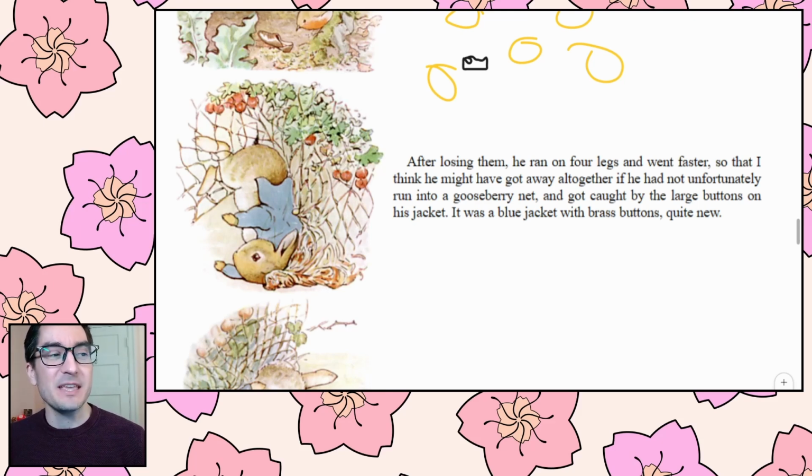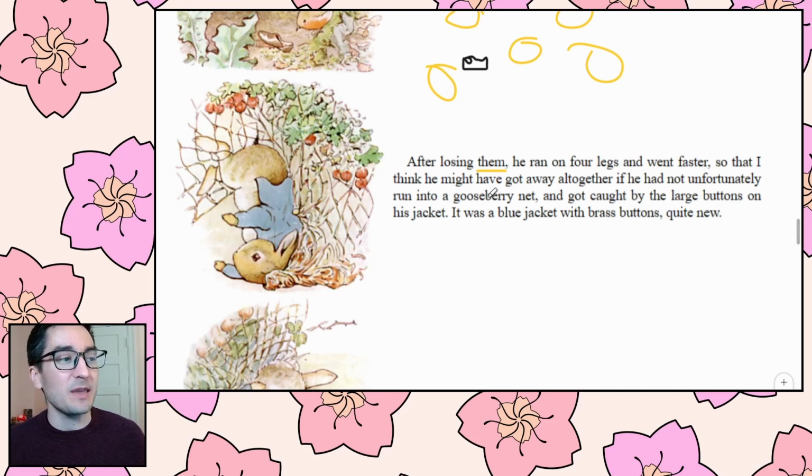After losing them, he ran on 4 legs and went faster, so that I think he might have gotten away altogether if he had not unfortunately run into a gooseberry net and got caught by the large buttons on his jacket. It was a blue jacket with brass buttons, quite new. So, after losing them, meaning after losing his shoes, he ran on 4 legs. So he was running on 2 feet, now he's running on 4 legs, just like rabbits do in real life.